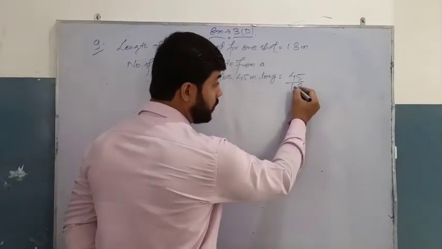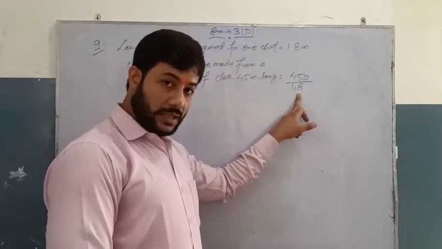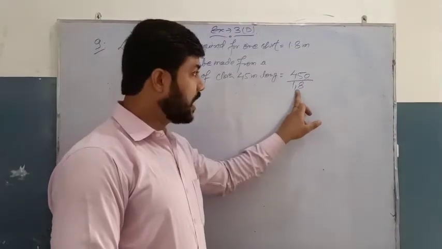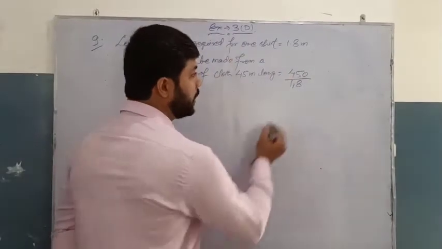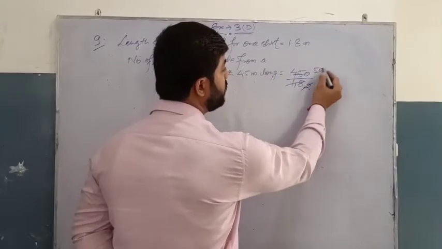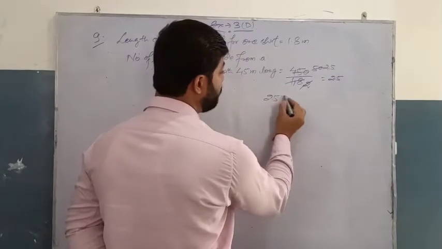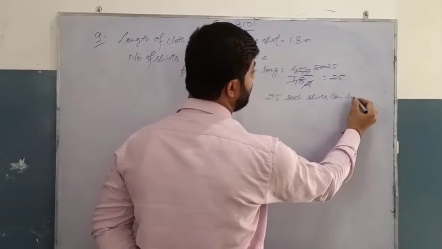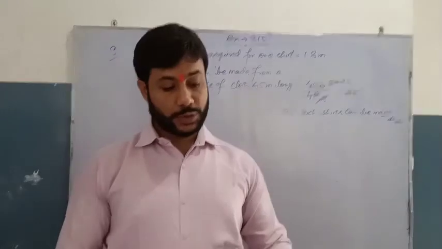Right? We will remove this decimal. Removing the decimal, the numerator will give 450, because there was 1 digit after the decimal, so there will be a 0. Now we will divide: 2 nines are 18, 2 fives are 10, and so we get 25. So 25 such shirts can be made. Right, students?